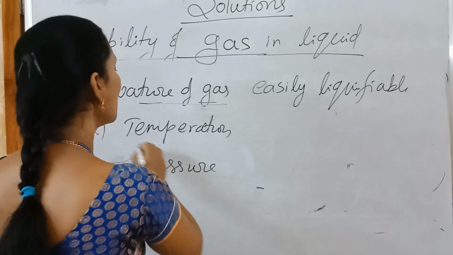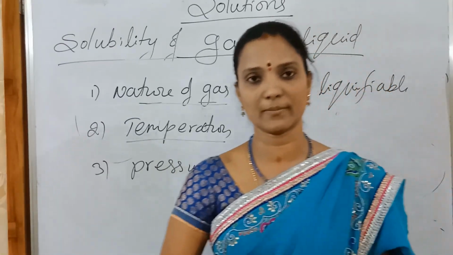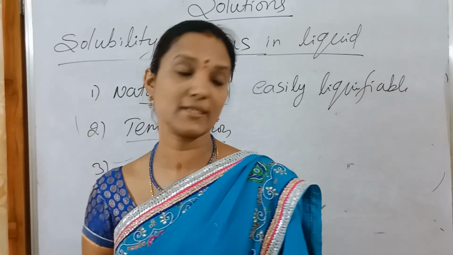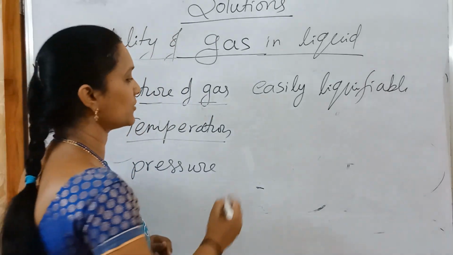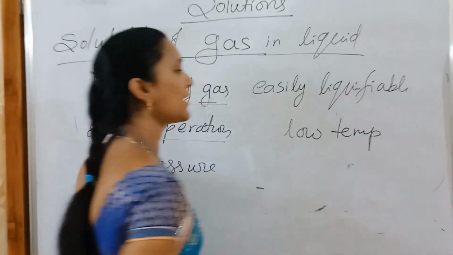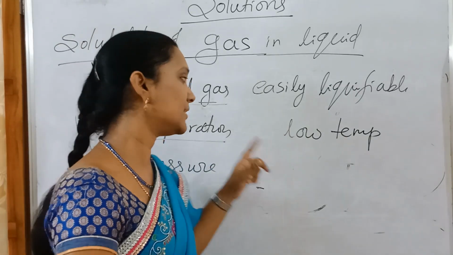Okay. And next one is temperature. Now, solubility of gas in liquid is an exothermic process. Exothermic means according to Le Chatelier principle, we should maintain a low temperature. So always we should maintain low temperature to increase the solubility of gas in a liquid. So temperature increases, solubility of gas in liquid decreases.